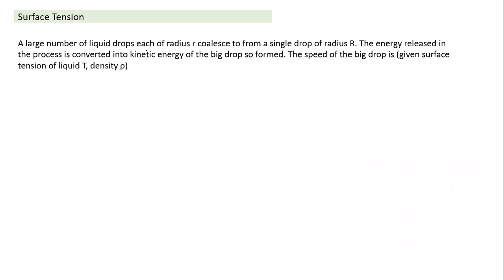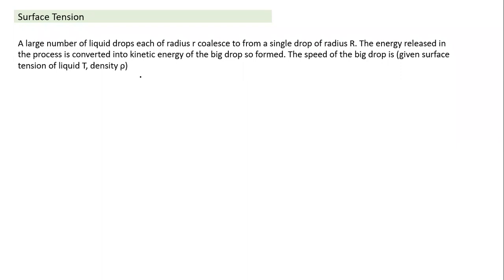A large number of liquid drops, each of radius r, coalesce to form a single drop of radius R. And you could have seen this many times. On window panes, you can notice some drops come and coalesce together. So the energy released in the process is converted into kinetic energy of the big drop so formed. What is the speed of the big drop? Some of you feel that the question looks funny, but these are all questions which actually come in the examination. In an actual examination, you may always find flaw with the question. This may happen, that may not happen. How would you acquire speed and all? But this also is an actual question.